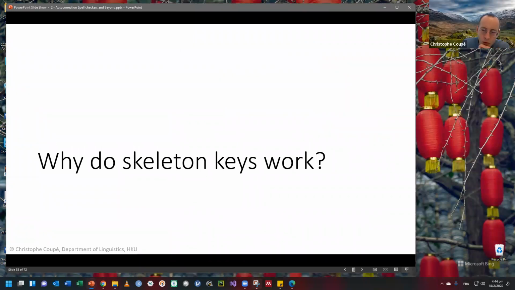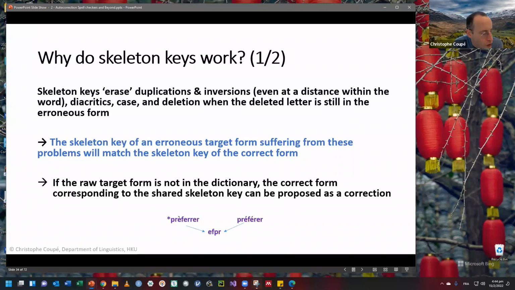So that's related to this question. Why do skeleton keys work? Why are they interesting? This simple mechanism. So if I just rephrase what I've told you, skeleton keys erase duplications and inversions. That's because we drop the duplicates when we compute the skeleton keys, and we also sort letters of the word alphabetically. So if letters are not in the right order, it doesn't matter. Even if the letters which have been inverted are not one next to each other, it doesn't matter. They also erase diacritics, case, and deletion when the deleted letter is still in the erroneous form. So if you have the same letter twice in the correct form, if you drop one of them, that won't be a problem.